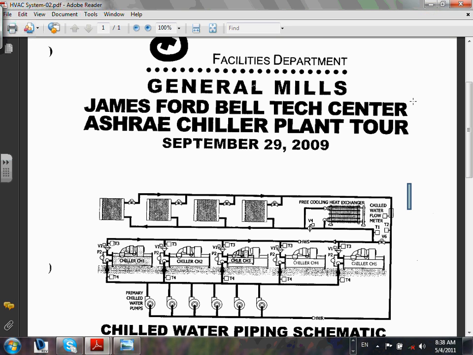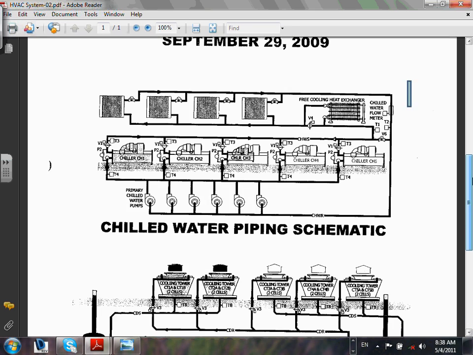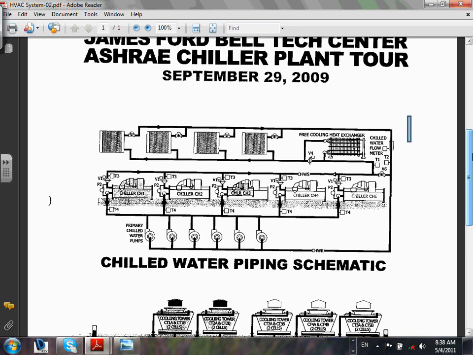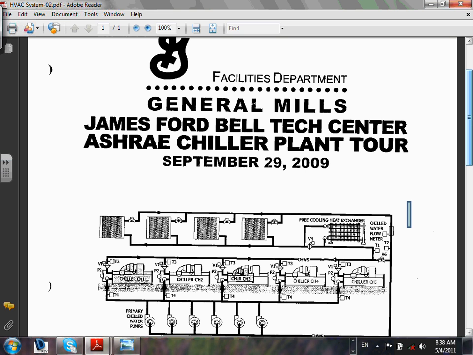This one, guys, I picked this one because this is typically a high profile cooling system for a commercial building. I want you guys to look at a couple of things to identify. There are two of them: chilled water piping schematics, and the second one is condenser water piping schematics. The way this system works, these are huge mechanical equipment.